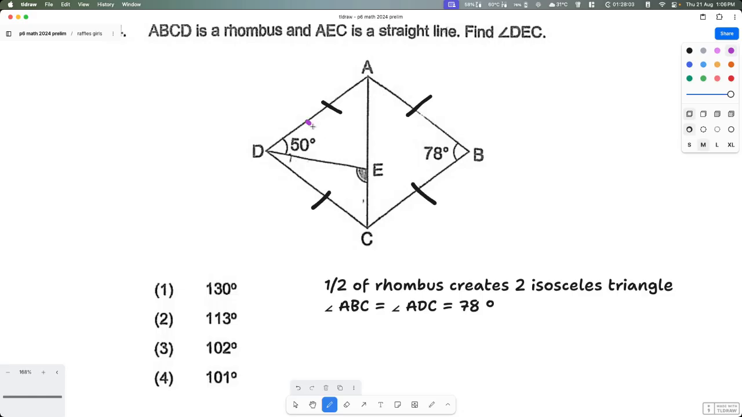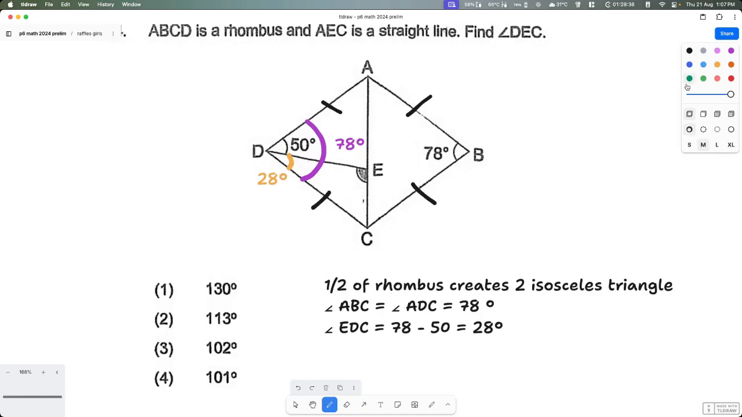So this whole thing over here is equal to 78 degrees. So angle EDC is equal to 78 minus 50, which is equal to 28 degrees. Let me just put this as yellow. This one is 28 degrees, right? And then let's get this one.